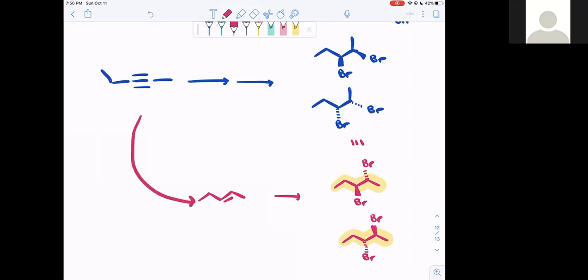So starting from our starting material, we can add in sodium and ammonia at negative 78 degrees Celsius. Remember, that's our dissolving metal reduction to give us the trans alkene. And then the next one would just be Br2, which adds anti.